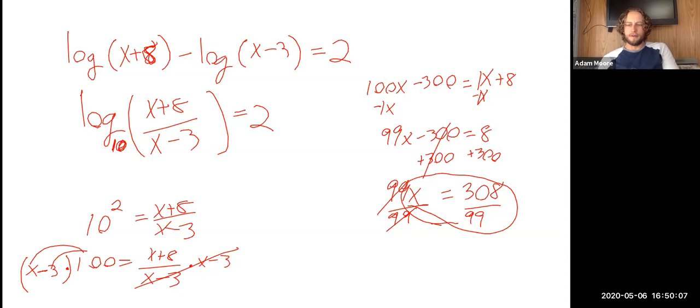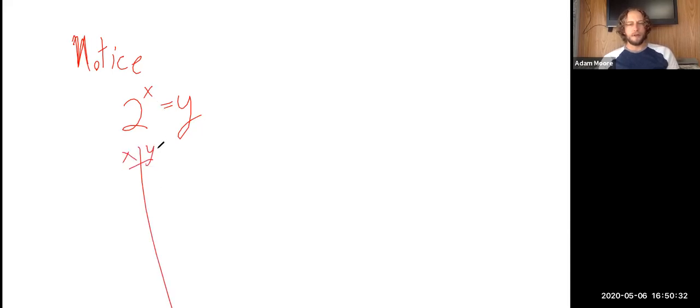Okay, so here's the other thing I wanted to bring up, and then we'll get you guys on break here. Notice something with me about logarithms. If we were to take 2 to the x equals y, we've got y equals 2 to the x, like y is a function of x. We can do a little in and out thing.